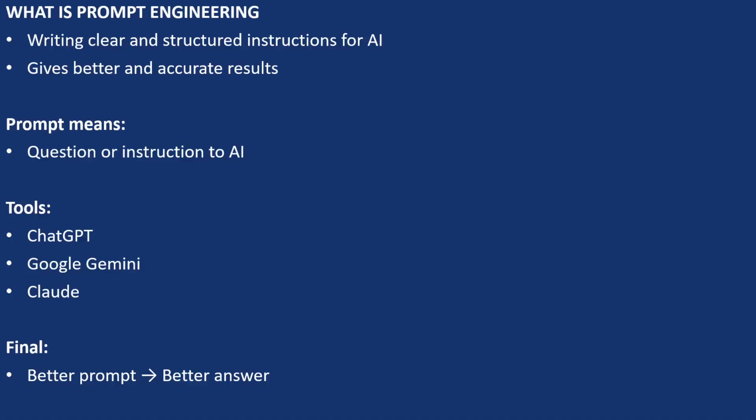And the word prompt simply means the question or instruction you give to an AI system. Tools like ChatGPT, Google Gemini, and Claude, they all depend heavily on how you ask the question. So the formula is simple: better prompt, better answer. That's all you need to remember.